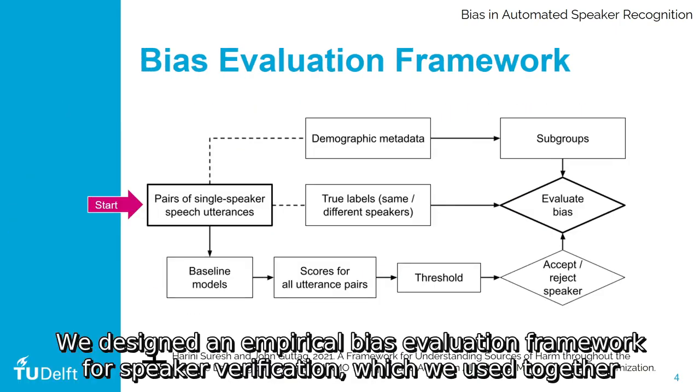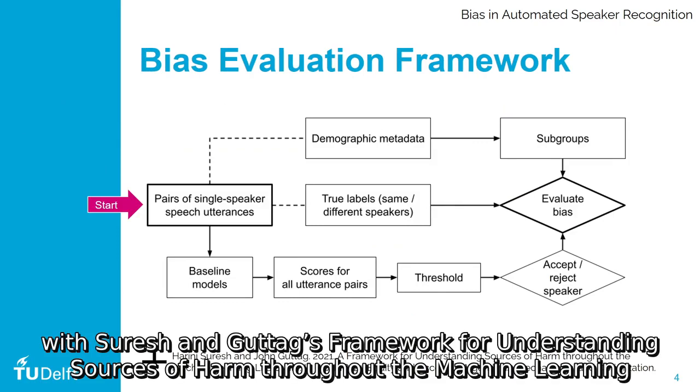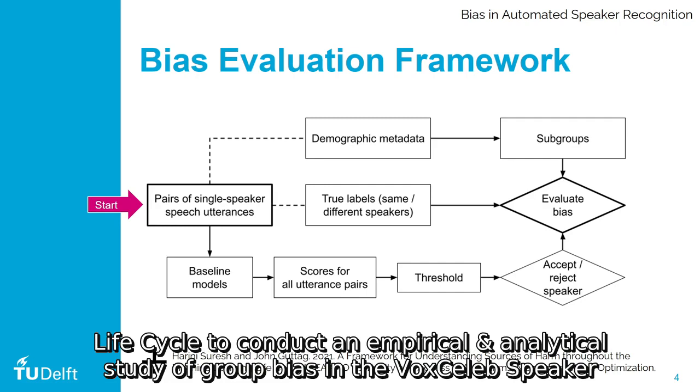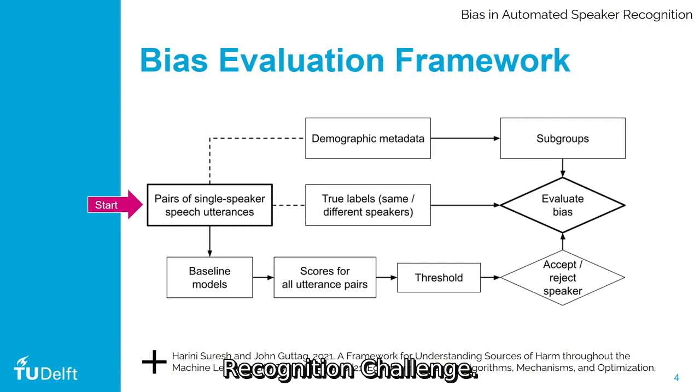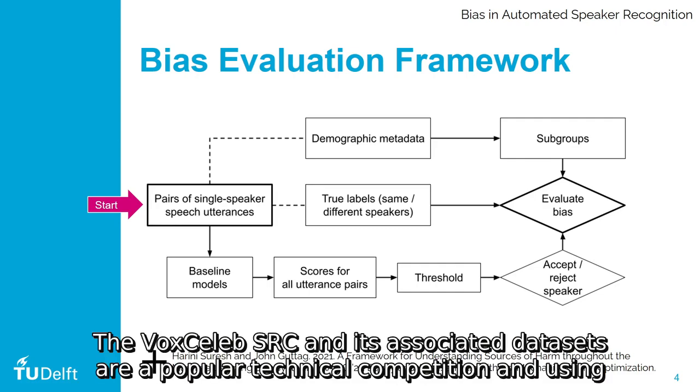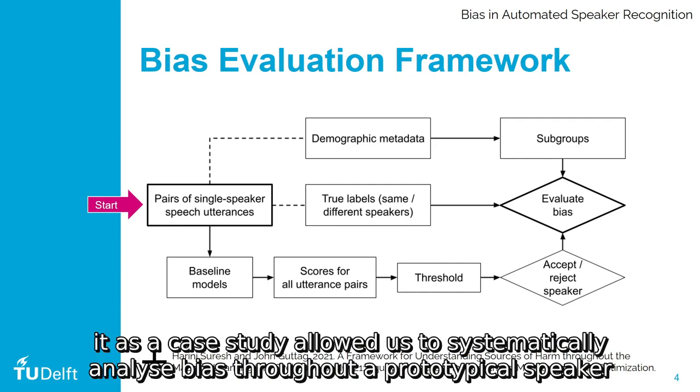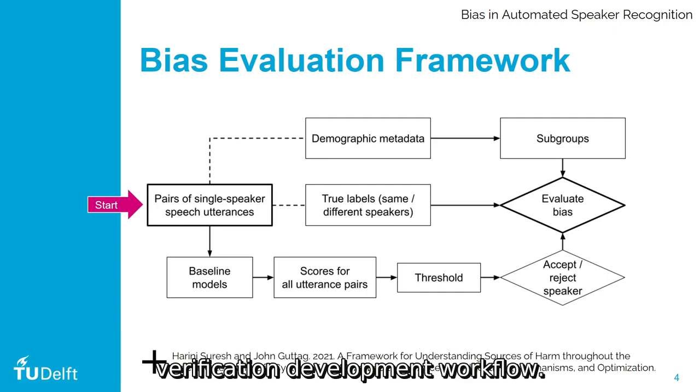We designed an empirical bias evaluation framework for speaker verification, which we used together with Suresh and Guttag's framework for understanding sources of harm throughout the machine learning lifecycle, to conduct an empirical and analytical study of group bias in the VoxLab Speaker Recognition Challenge. The VoxLab SRC and its associated datasets are a popular technical competition, and using it as a case study allowed us to systematically analyze bias throughout a prototypical speaker verification development workflow.